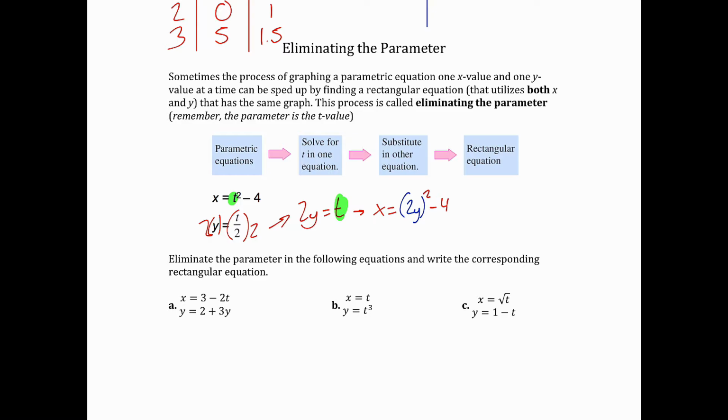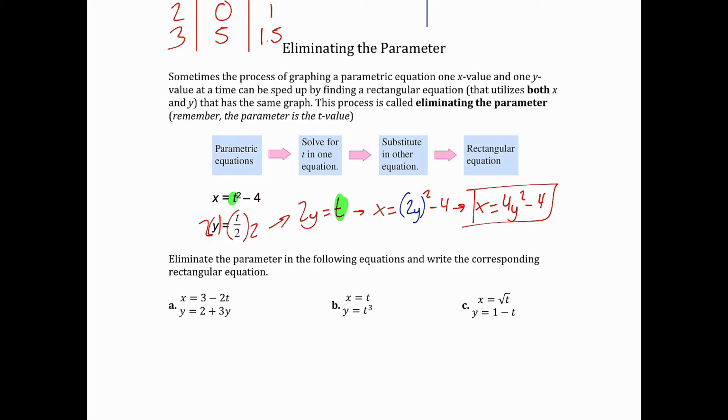The other part we're just going to do is simplify it a little bit, clean it up so that it looks a little more like what we're used to. And we're going to make it x equals (2y) squared. Since it's all one term being squared, we're going to square all parts of that term. We got 4y squared minus 4. And that is the rectangular equation.